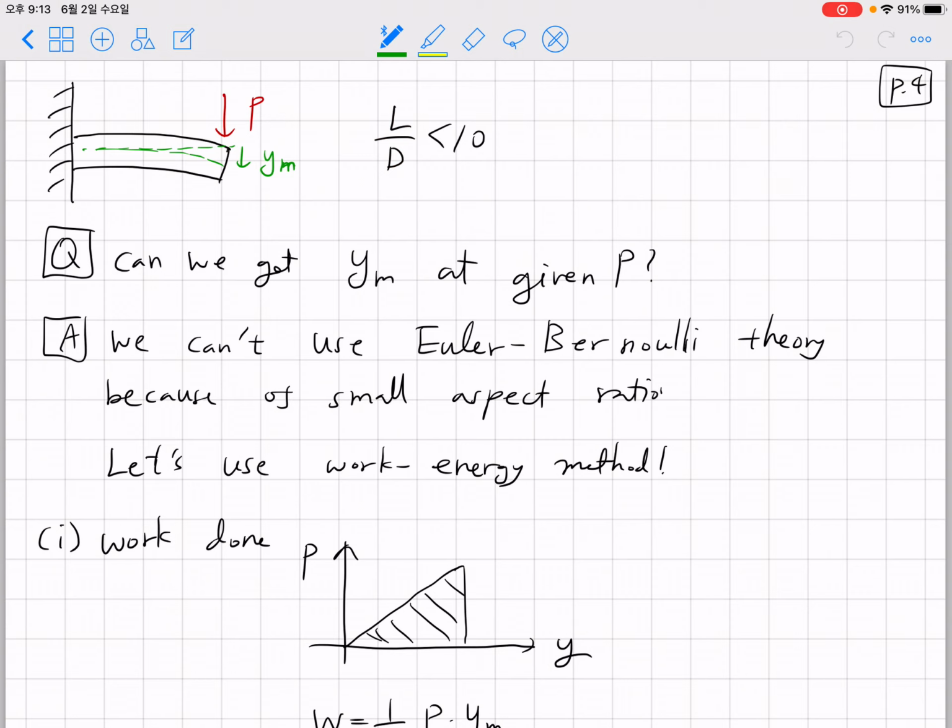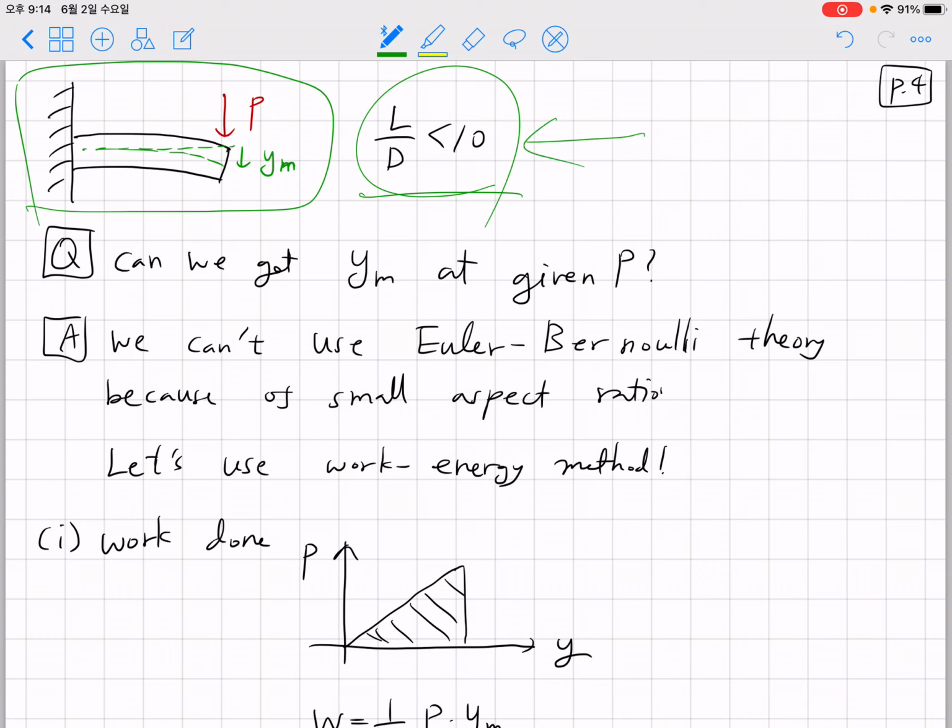Okay, so let's solve one example problem. This problem we consider relatively short, or no, I cannot say it's short. Let's take a cantilever beam with a small aspect ratio, that would be a more appropriate expression. So when we consider a cantilever beam with a relatively small aspect ratio, less than 10, the implication is that we cannot use the Euler-Bernoulli beam theory.